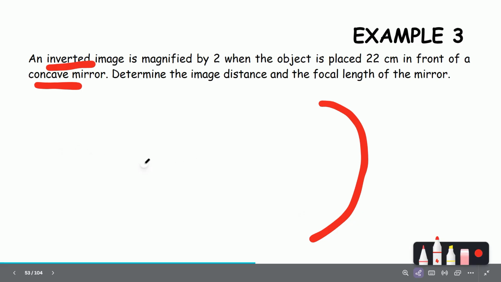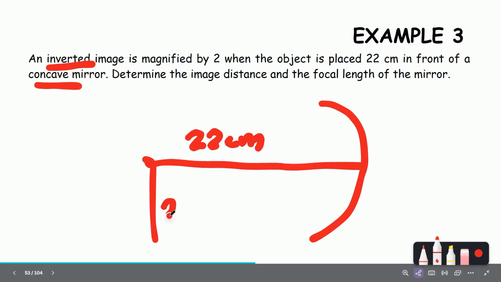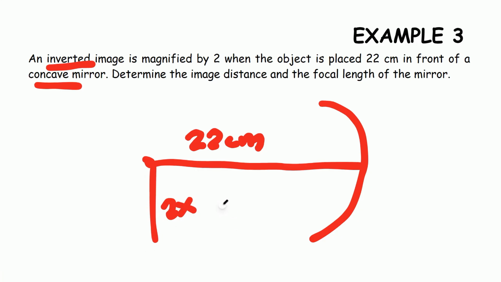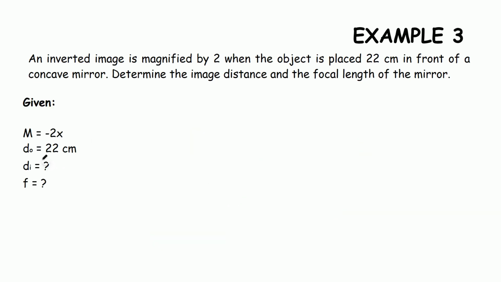Ang ato object nga ari is placed 22 centimeter, and then our image is magnified by 2. So twice siya. Now we can't really find this manually, so we need to really solve for this. So how do we solve for this? So given is magnification is negative 2 times, and then object distance is 22 cm.